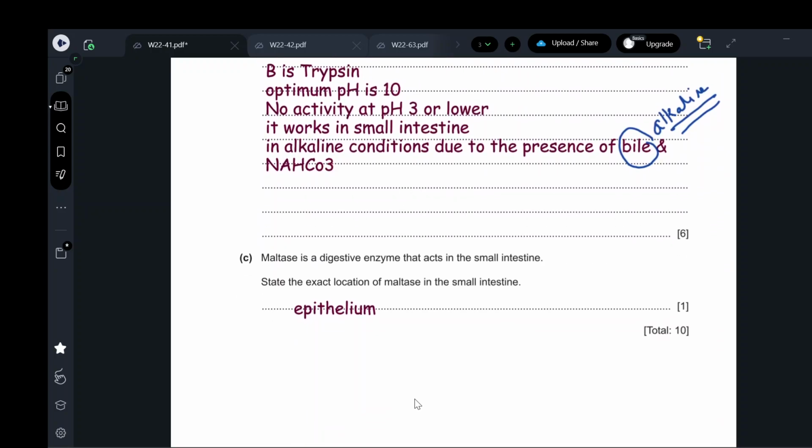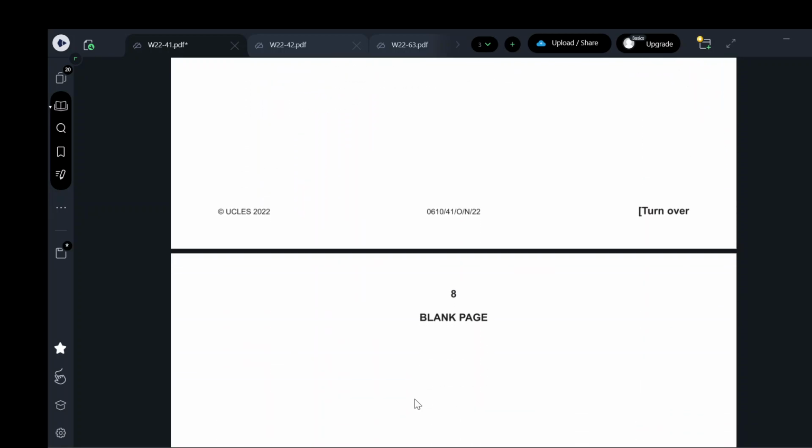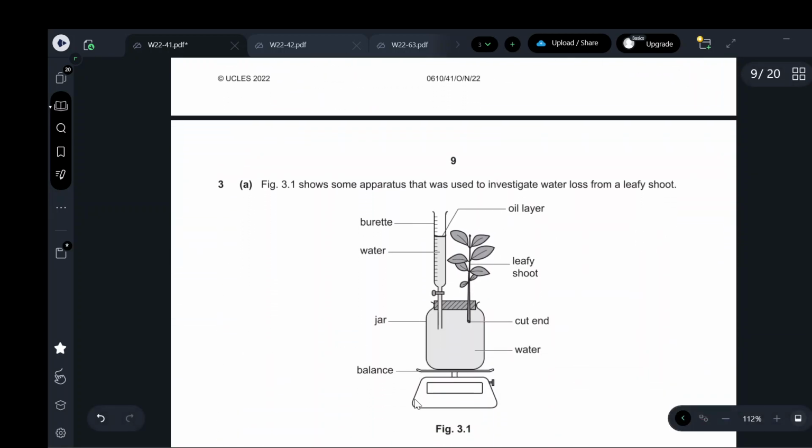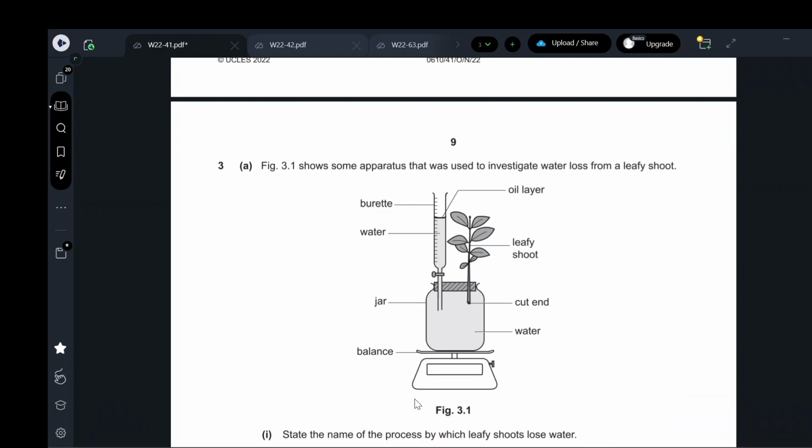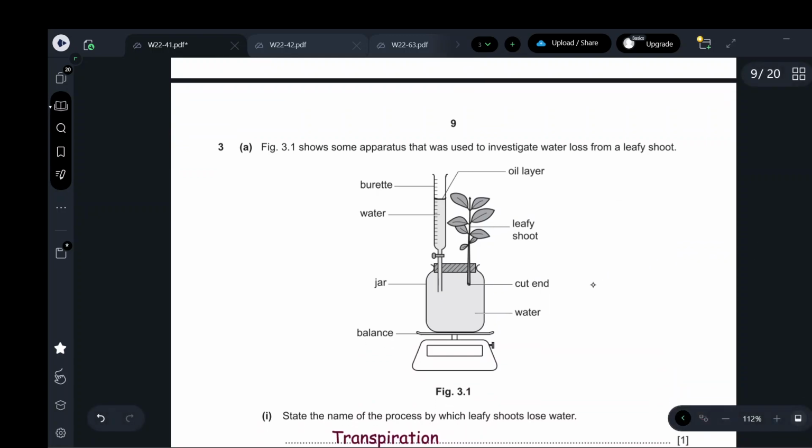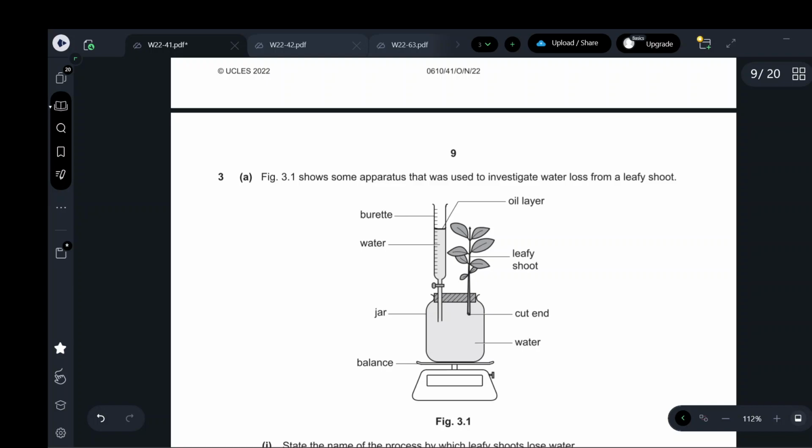Maltose to glucose. Okay. Question 3. Some apparatus that is used to investigate water loss. We took this apparatus before. This is a jar containing a leafy shoot and it is placed on a balance. What will happen when the leaves lose water? It will lose mass. This is how you can measure your transpiration.